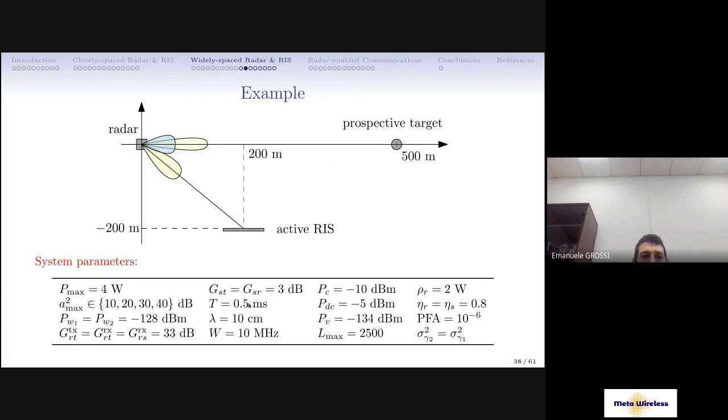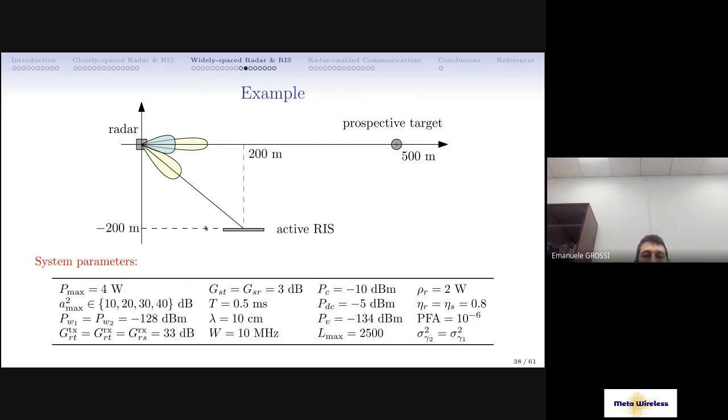The gains of the radar beams are all equal to 33 dB. And the gain of the RIS elements is fixed and equal to 3 dB. So basically, they are omnidirectional in the half of the plane illuminated by, or seen by, the RIS. The RIS is a square surface with a maximum number of elements of 2,500. And different maximum amplification factors are considered, ranging from 10 to 40 dB. The total power budget is 4 watts.